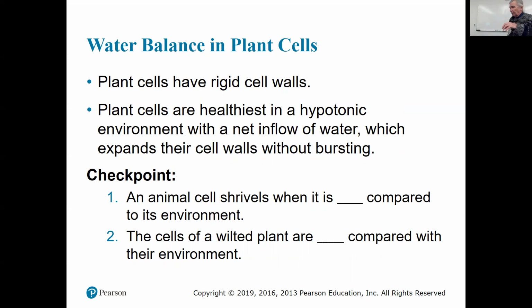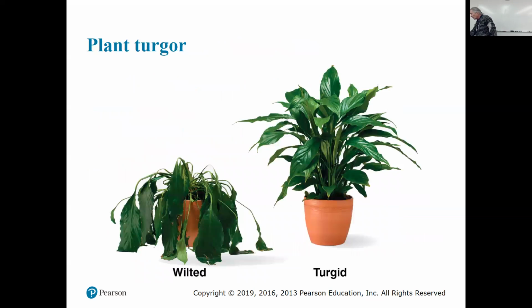are also hypertonic compared to the environment, because water is coming out, and the plant is wilted when there's not enough water outside. So there's plant turgor, wilted on the left, turgid on the right. So you could be isotonic on the left, hypotonic on the right. The plant body fluids.